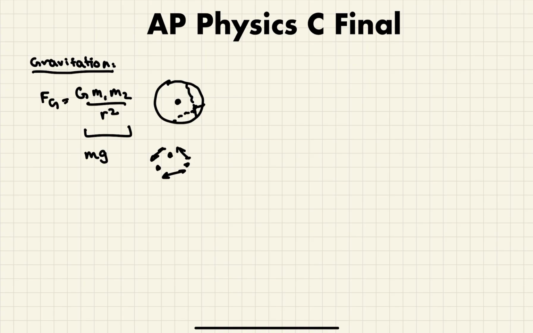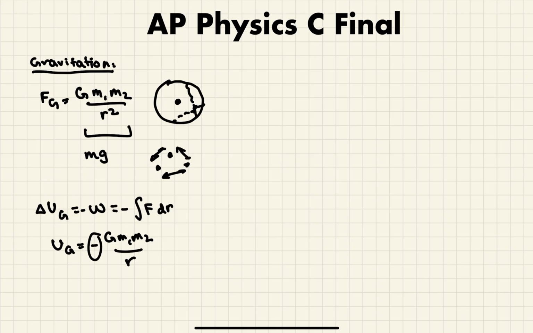Now, the change in UG is equal to negative W, as we've discussed before. And this is just the negative integral of force with respect to position. And so the formula for this is UG is equal to negative G M1 M2 over R. Now, notice this negative. That means that at infinite distance, R is infinite, so it's going to be 0 at infinite distance. And as you bring it closer, it's going to decrease, becoming more negative. And so it kind of makes sense.